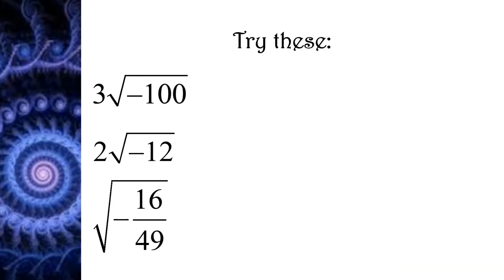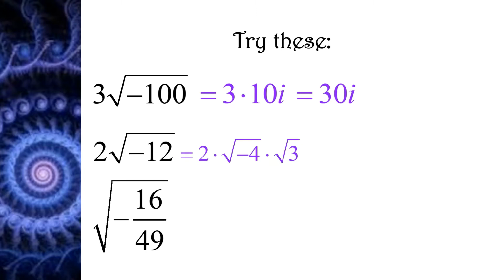Pause the video and try these. We have a real number already of 3. It's multiplied by the square root of -100, which is 10i. And then 3 times 10i is 30i. Next one, we have a 2. We can simplify root 12, but root -4 is imaginary, or 2i. And finally, 2 times 2i is 4i root 3.